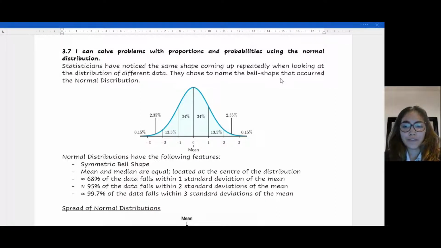We are now going to be looking at the very final learning intention of the topic/the year. So this is I can solve problems with proportions and probabilities using the normal distribution. So I mentioned this a little bit in our last learning intention, and this was all to do with the standard deviation. So it was a really interesting, well, you guys might not find it interesting, but I do.